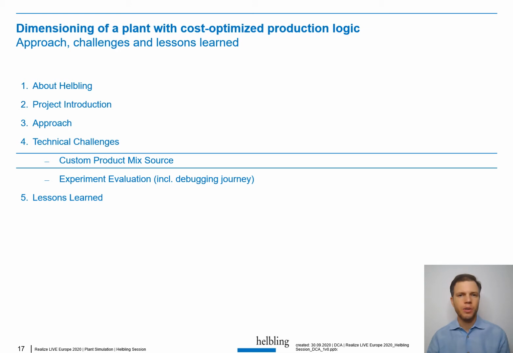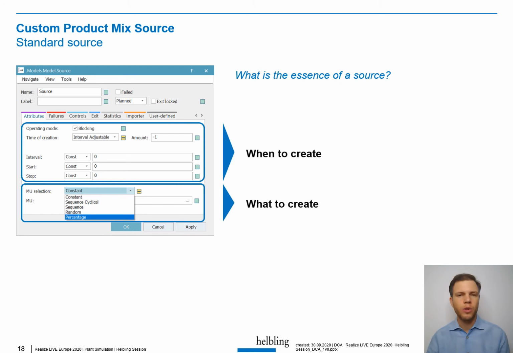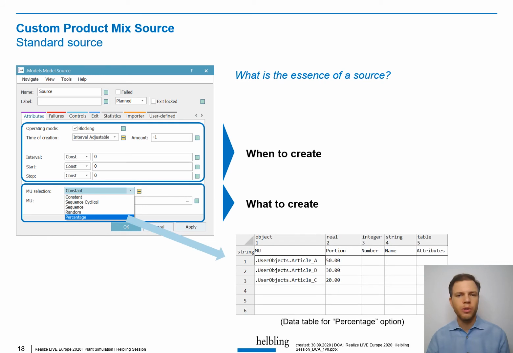Let's start with the custom product mix source. I'm sure you all know the standard source, but what is the essence of it? One section defines when to create something, and the other what to create. And there are various options how to do that, which are all based on MUs, which I call articles in this case. The one that comes closest to our need is percentage, that works with the share of different articles.